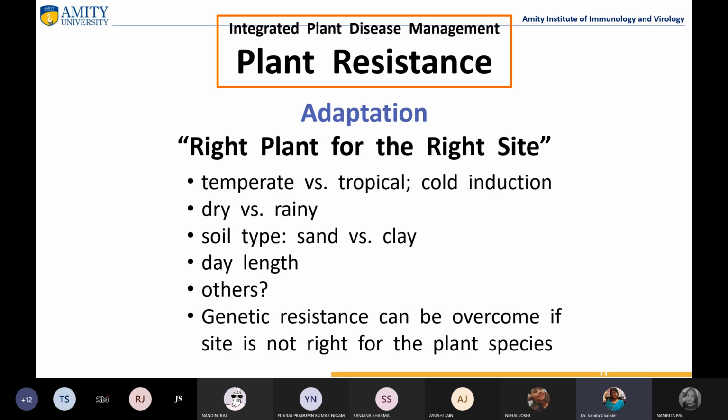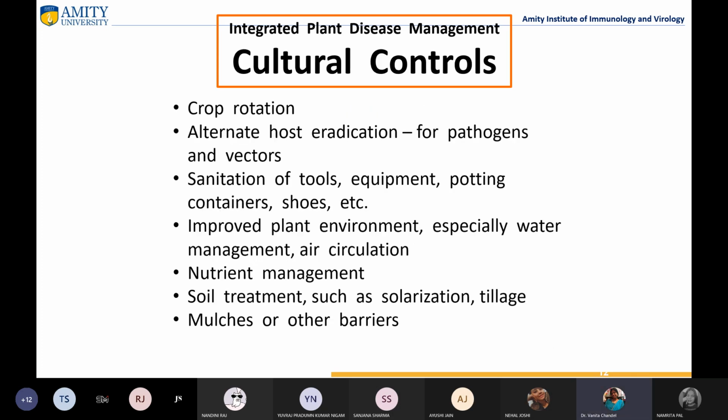But otherwise, yes, there is certain limitation, that few pathogens are more found in the temperate areas or plants which are grown in those areas, whereas few pathogens are found only in the plants which have been grown in tropical areas, right? Then cultural controls.